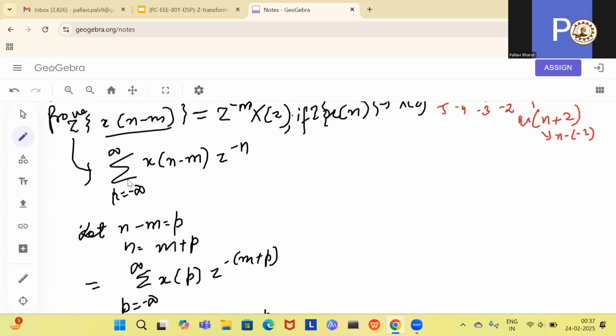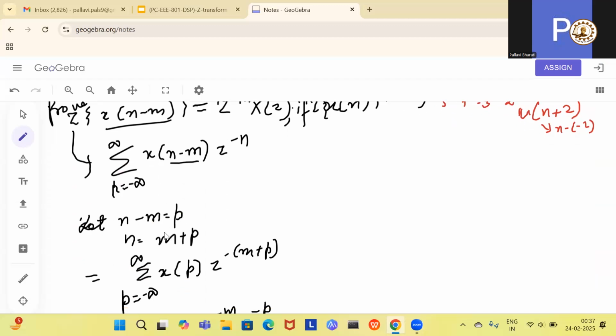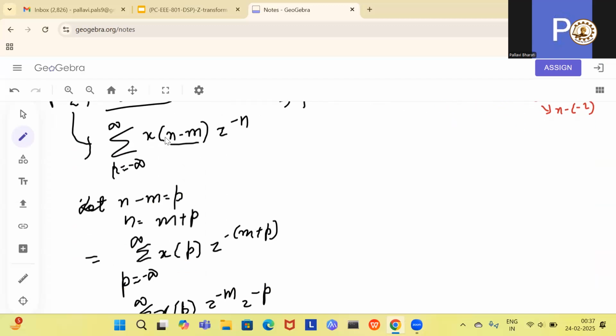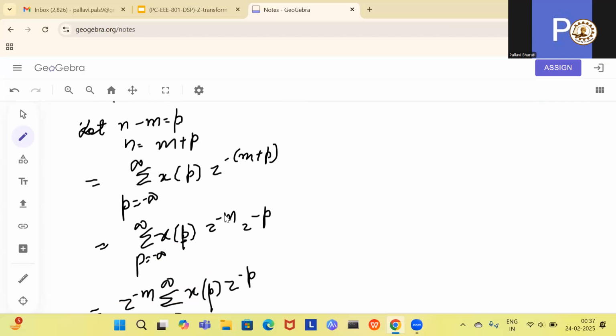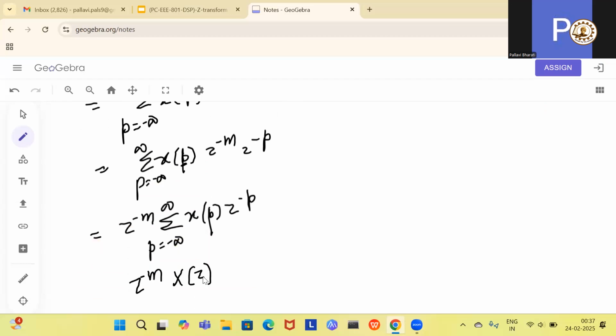So how did we do the proving? We take the argument inside and set it equal to p. Now put p wherever it's n minus m, and n is equal to m plus p. Now you'll find that this is becoming a summation in p, where the changing variable is p. So z to the power minus m, you can take it outside, and this portion will be your X of z. So this is the time shifting property. In this case, the ROC remains the same as that of X of z.